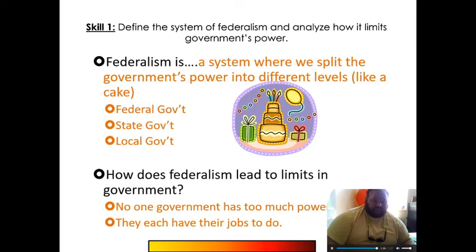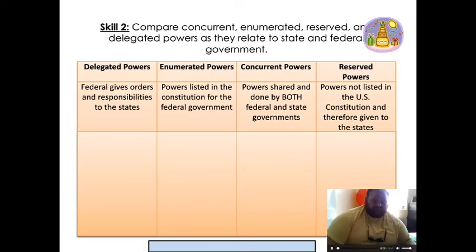Moving on. Compare the concurrent, enumerated, reserved, and delegated powers as they relate to the state and federal government. So remember that delegated and enumerated powers are the same. The federal government gives orders and responsibilities to states, and these are the powers that are listed in the Constitution for the federal government.